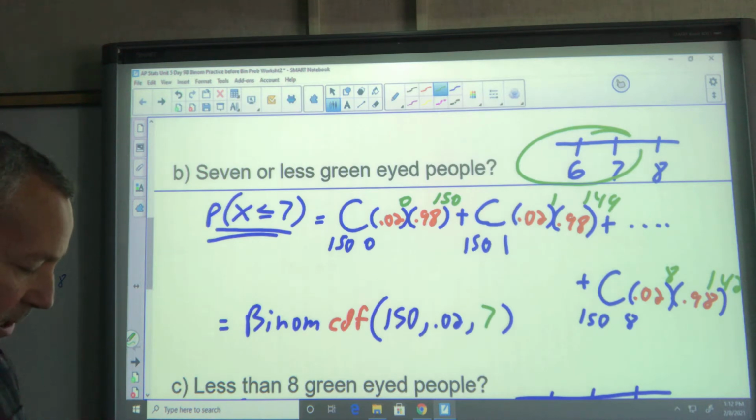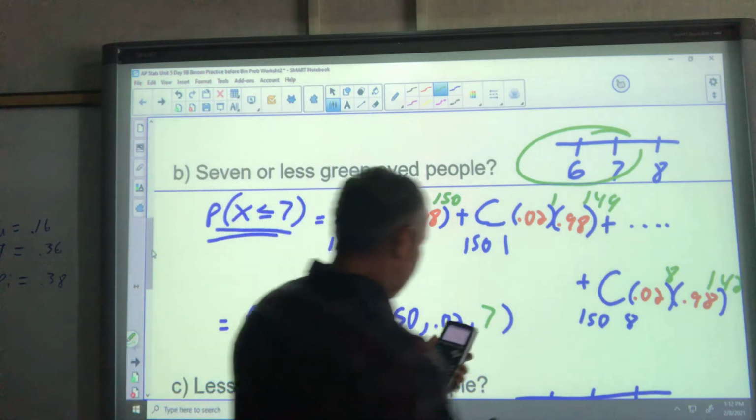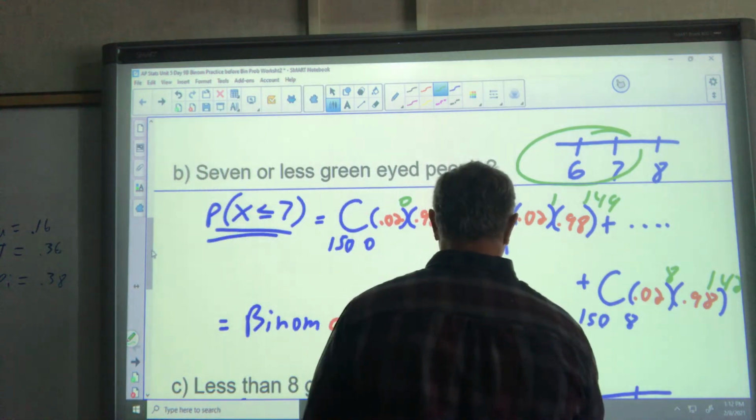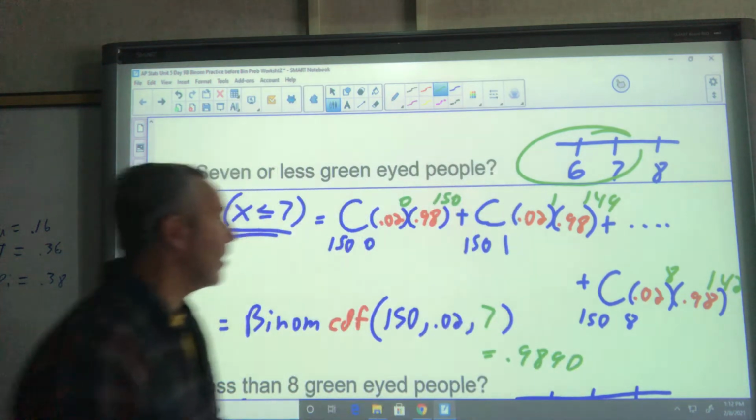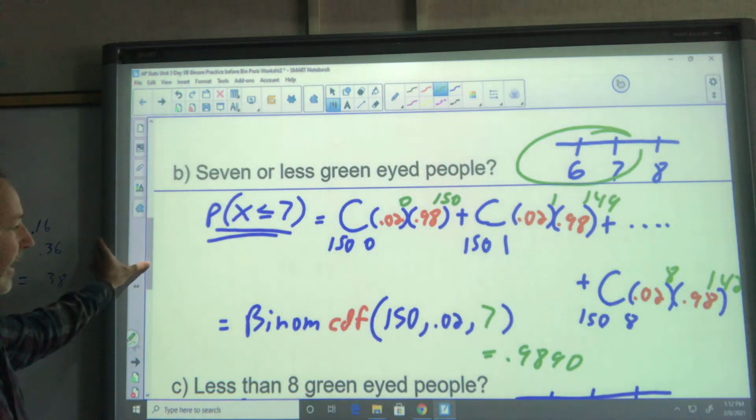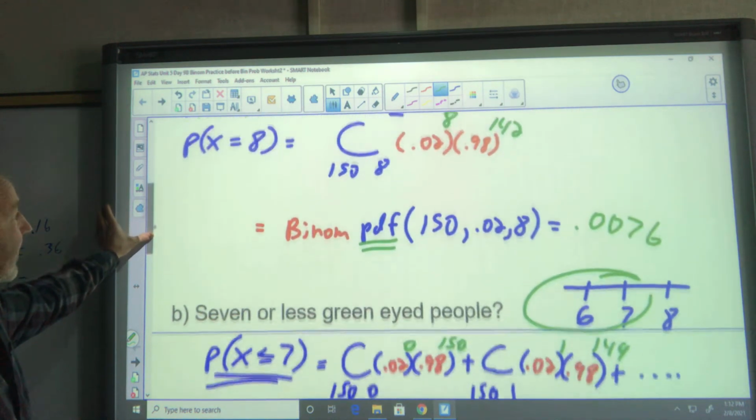Second distribution, go to binomial CDF. Trials again is 150. I have 150 people in it. P-value is 0.02, and my X value is 7. And my answer is going to be 0.9890. And if you looked up here, we had 8 there. It was different. I thought it was the same.